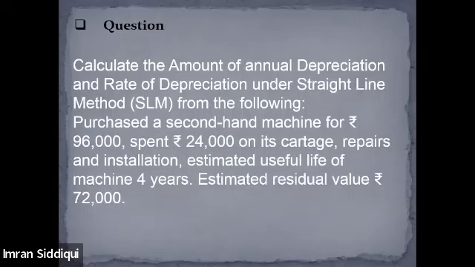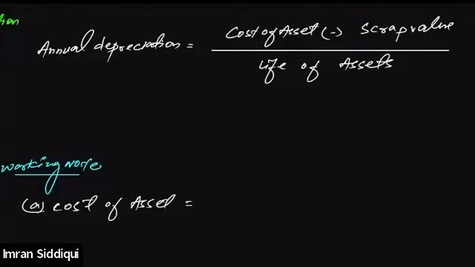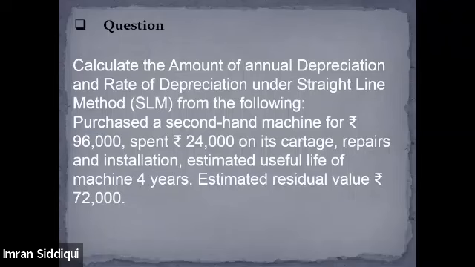See, it says purchase a second-hand machine of rupees 96,000. So this is the cost of machine. We have purchased a machine having a value of 96,000. So this is the cost of asset. Yes or no? Yes, sir. So the purchase amount is the cost of asset. Then we have spent 24,000 on cartridge and installation. Remember this, it will help you solve other questions as well. Whatever amount is spent until the installation of a particular asset is part of the cost of asset.